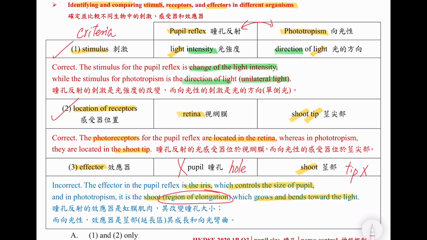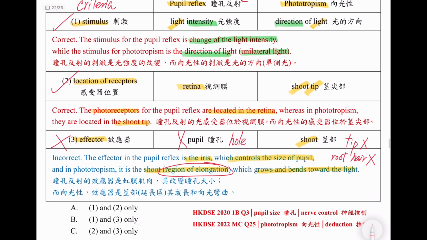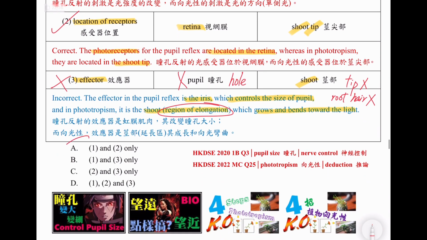Or maybe next time it says that for the region of differentiation, the effector happens in the root hair. That is also wrong, because the root hair should already be in the region of differentiation. Therefore, the number 3 matching is wrong. So finally, the answer will be 1 and 2 only, A.